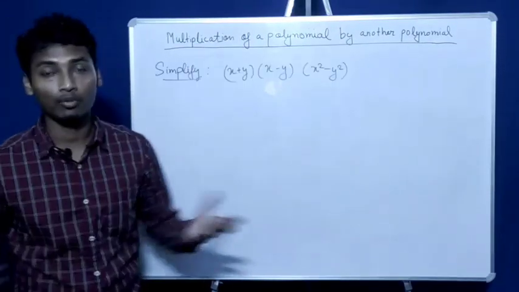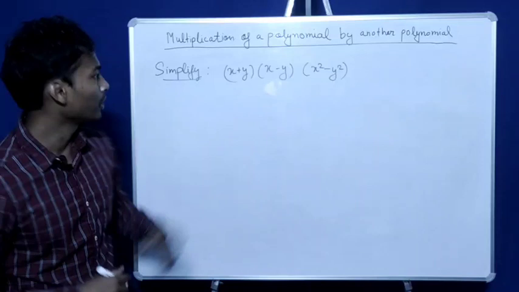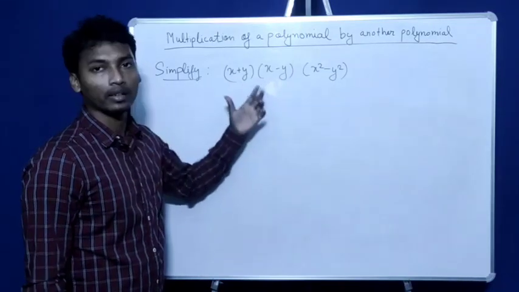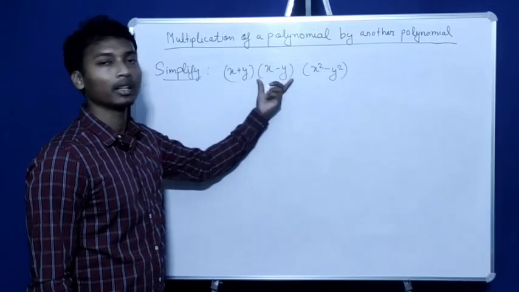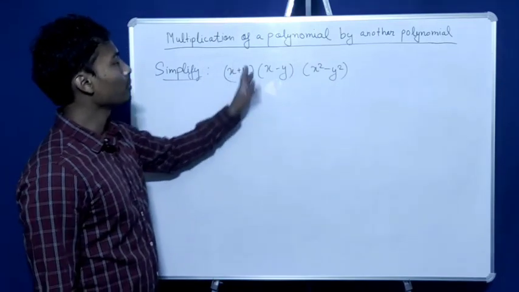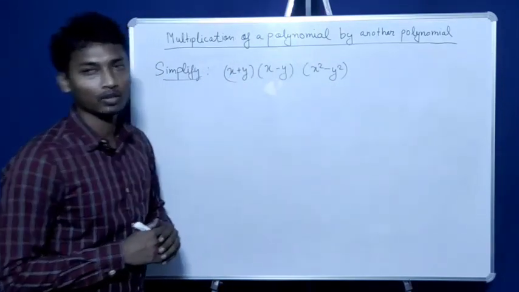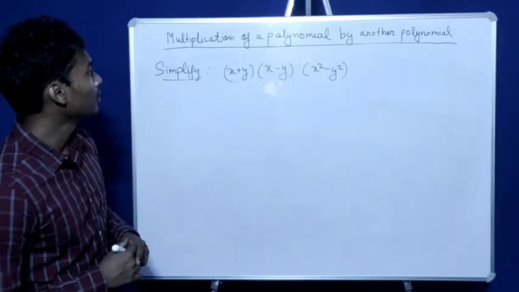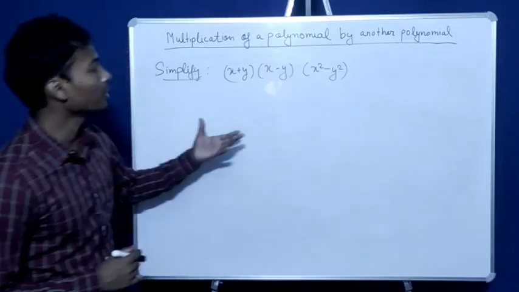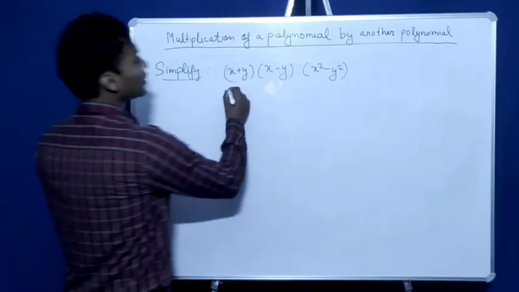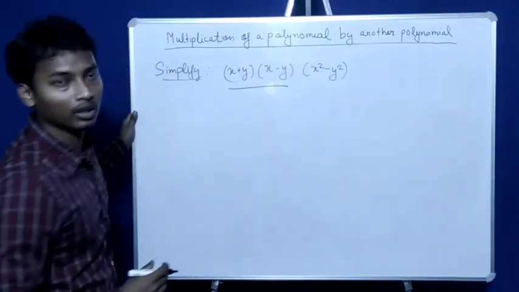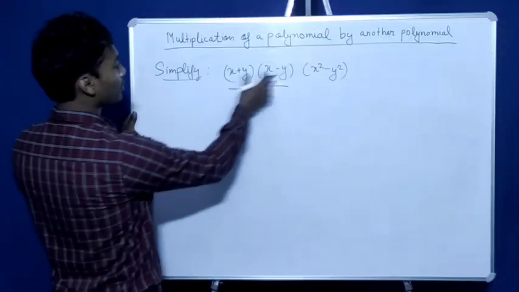Clear? Sometimes you may be asked to simplify, where polynomials may be written or separated using brackets. So it means you have to multiply this polynomial by this polynomial and this polynomial. So whenever you see polynomials separated by brackets, it means you have to multiply them. So let's solve this. How will we multiply this? We can first multiply the first two polynomials, and then use the product to multiply with the third polynomial. So let's multiply this.